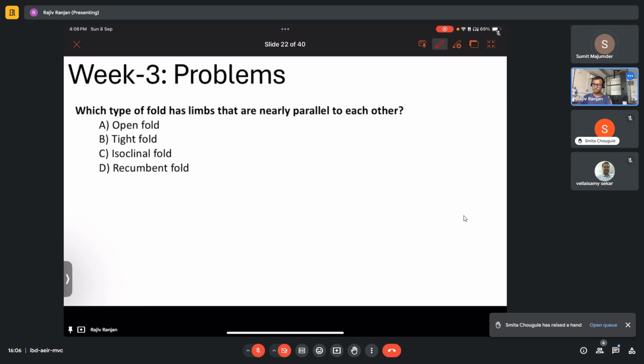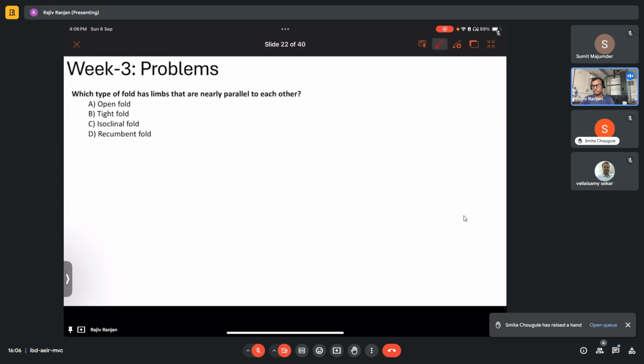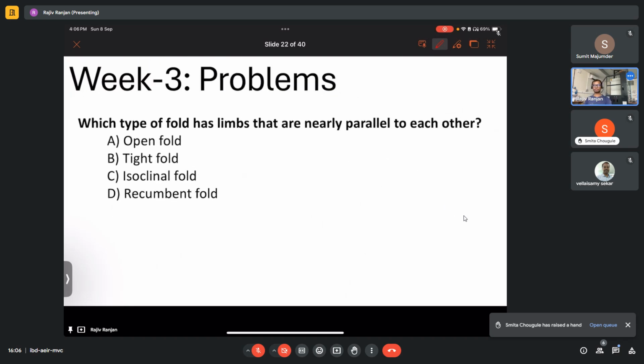Okay, very simple question now. What type of fold has limbs that are nearly parallel to each other? This is classification based on the interlimb angle. Option A, open fold; tight fold; isoclinal fold; recumbent fold. I think I have put some figure. Yeah, good. Tell me. Isoclinal. Very correct.